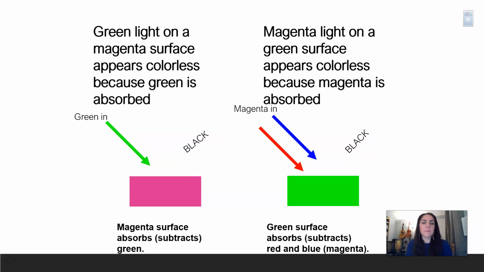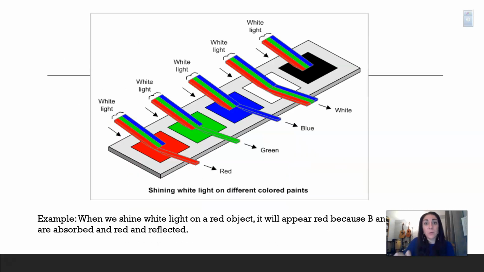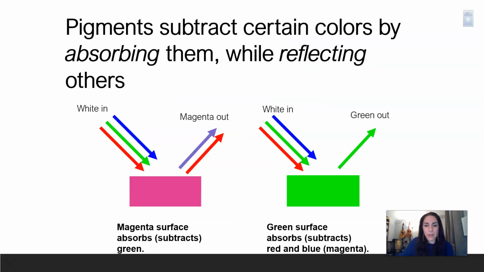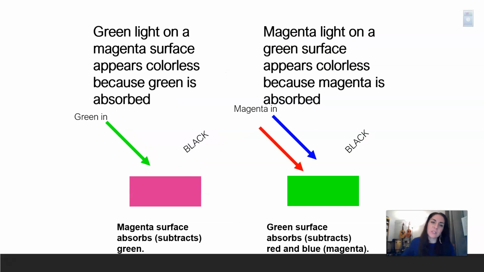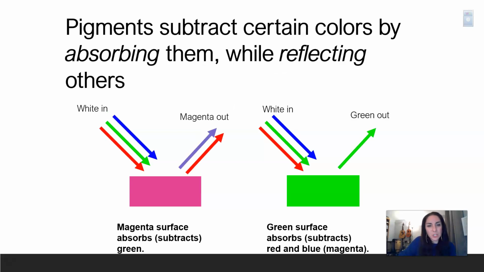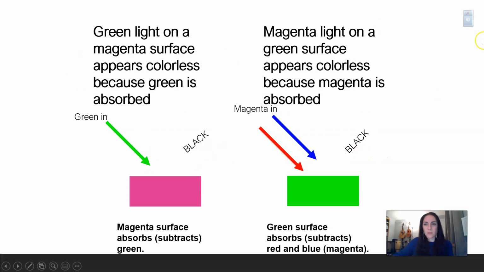But interesting, right? So what if you did something different? In all of these cases, I've been shining white light, just like regular old light. But what if I took a different color light? Well, magenta is a combination of red and blue. So in other words, here we go. I'll do it like this. I'll draw on this.